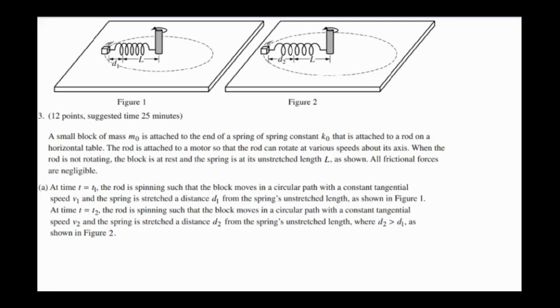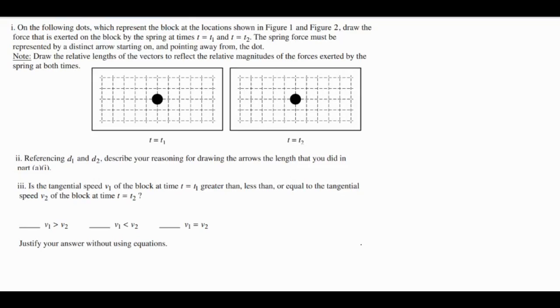So let's go ahead and check out what the first question is asking. It says, of the following dots, which represents the block at the locations shown in figure 1 and figure 2, draw the force that is exerted on the block by the spring at time t equals t1 and t equals t2. The spring force must be represented by a distinct arrow starting on and pointing away from the dot. Draw the relative lengths of the vectors to reflect the relative magnitude of the forces exerted by the spring at both times.